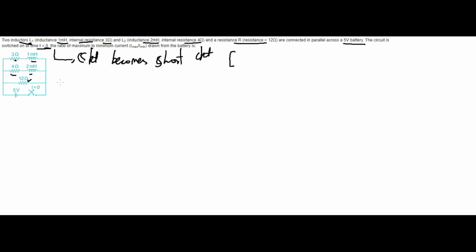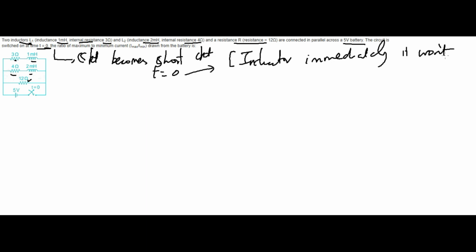Whenever at time t equal to 0 the circuit becomes a short circuit, what about the inductor? Immediately, the inductor won't give any change in current, because an inductor opposes instantaneous change. At the beginning itself it doesn't have anything. Only resistors matter; they stop or slow the flow of current.